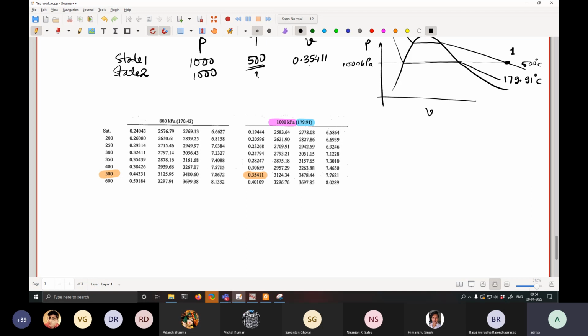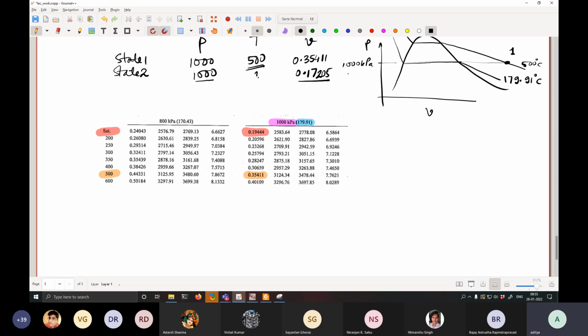Temperature is not known and the volume is half. So this is 0.17205. Okay, so now we are faced with a condition where the pressure is 1000 kilopascal, the specific volume is half of what we had, and the temperature is not known. Now here is the tricky part. At saturation at 1000 kilopascal, the specific volume is 0.19444. So what does that mean?